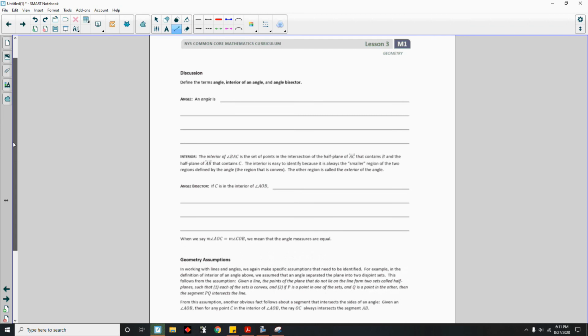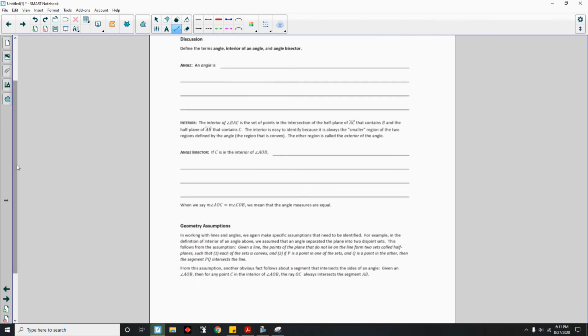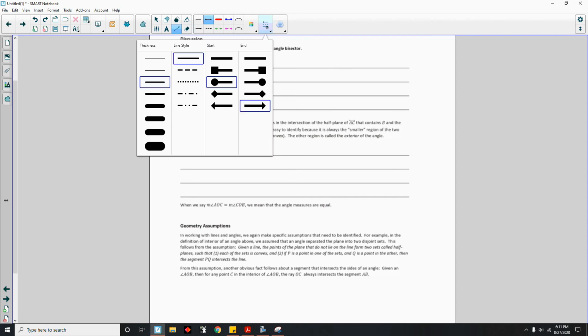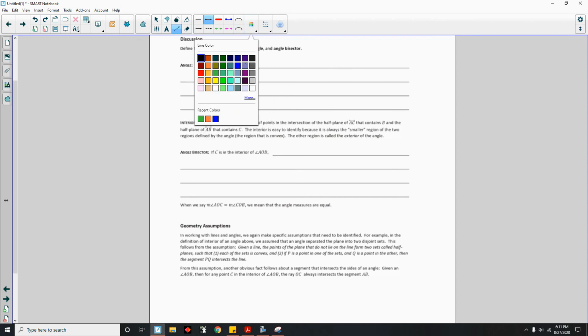Okay, page 2 brings us to a discussion. We're going to define the terms angle, interior of an angle, and angle bisector. So we're going to start with the definition of an angle. What is an angle? So I'm going to go click on this. I'm going to explain it to you with a picture before I just give you the definition. So if I draw a ray, let's make it blue.